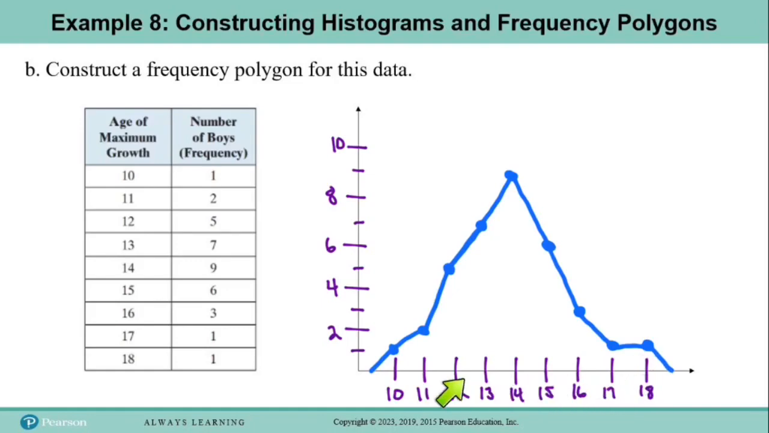And that way we have a frequency polygon. See, the word polygon should make you remember that it has to be a closed shape. So it needs to touch the horizontal axis on both sides. So it's kind of closed up.